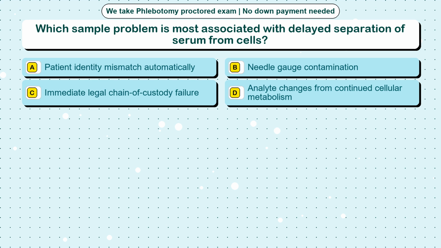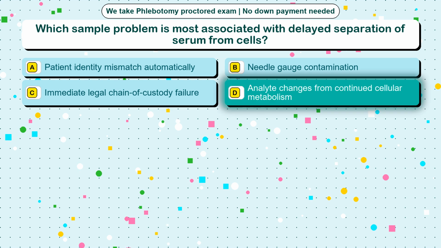Question 100. Which sample problem is most associated with delayed separation of serum from cells? Option A. Patient identity mismatch automatically. Option B. Needle gauge contamination. Option C. Immediate legal chain of custody failure. Option D. Analyte changes from continued cellular metabolism.